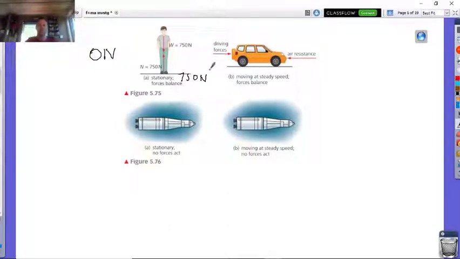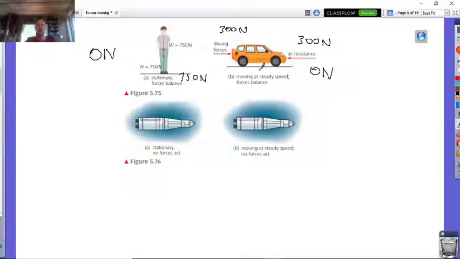Again, you can have a car going forward. Here's your forward force, it could be 300 newtons. And then you've got your air resistance, also 300 newtons. Again, the two forces are equal. Therefore, your resultant force is 0 newtons, balanced forces.